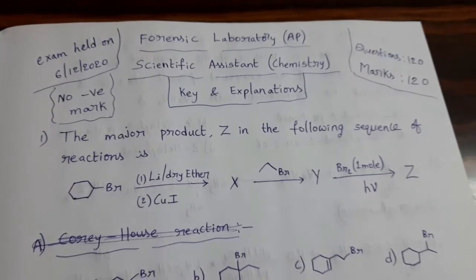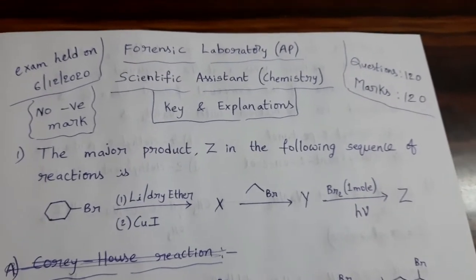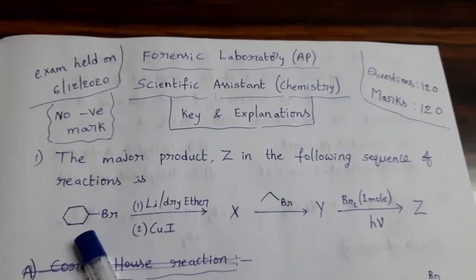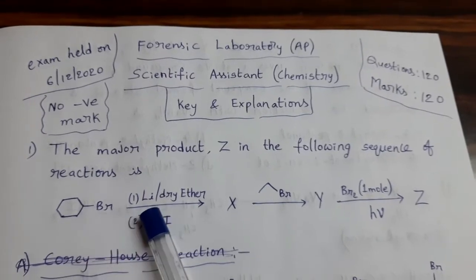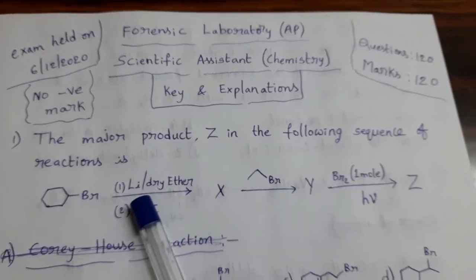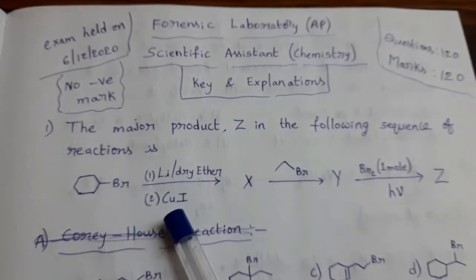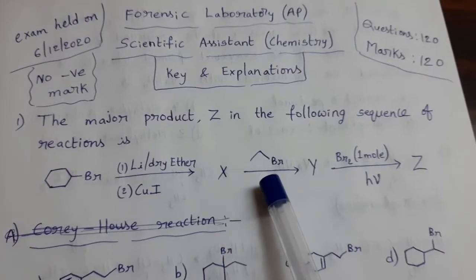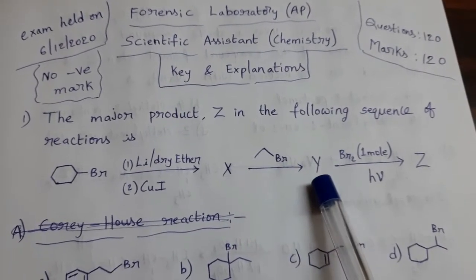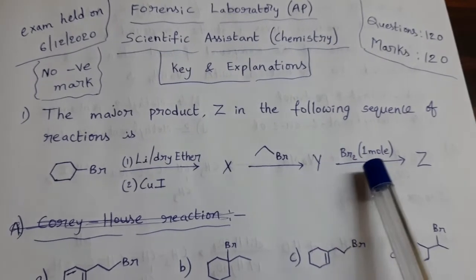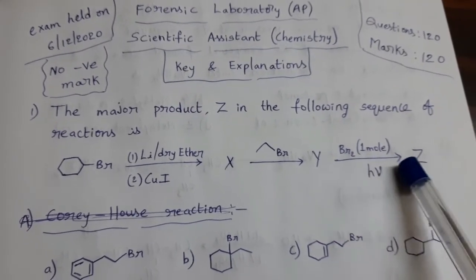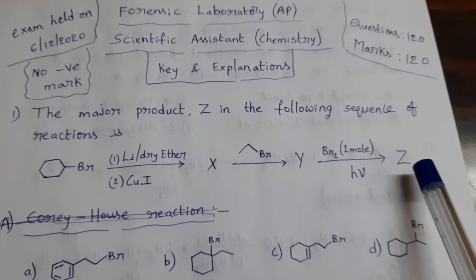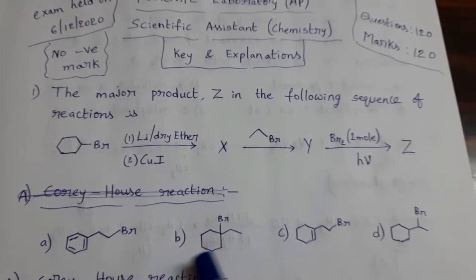The major product Z in the following sequence of reactions is. So this is the reactant, bromocyclohexane, treated with lithium in presence of dry ether and CuI, cuprous iodide, gives X. It is treated with ethyl bromide, we can get Y. It is treated with 1 mole of bromine in presence of sunlight, then we can get Z. Now we should identify Z. So these are the options.